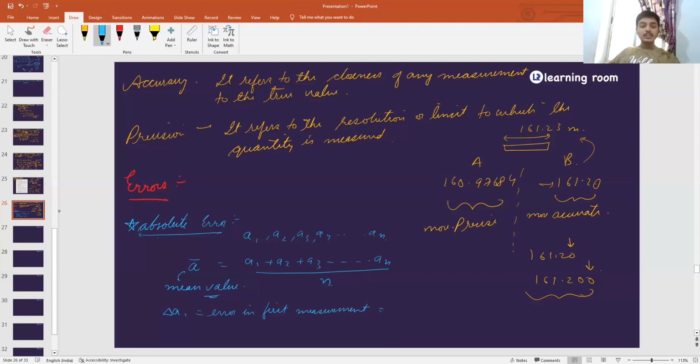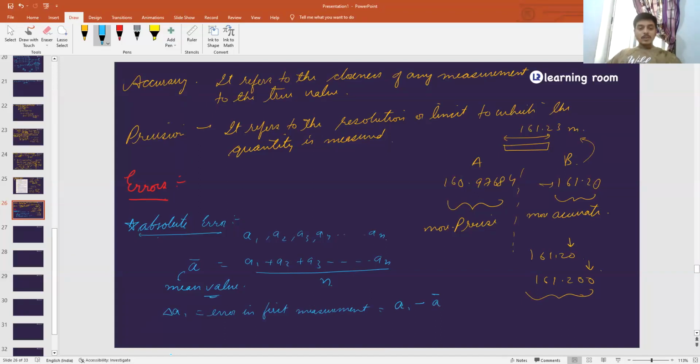Delta means small. Do you know this term delta? This small triangle I'm using. Are you familiar with this? It means small change. So what is the error in the first measurement? First measurement value minus the mean value, because I'm assuming the mean to be correct. This goes like this, right?